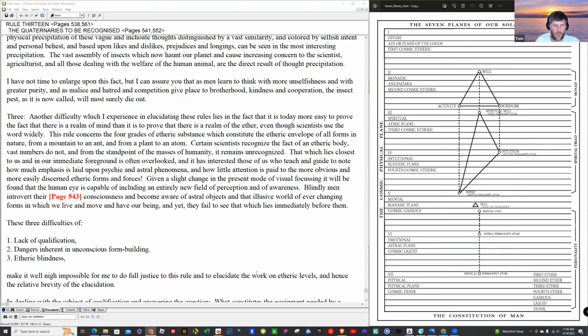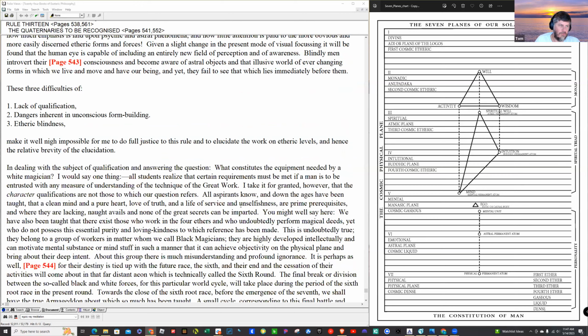Given a slight change in the present mode of visual focusing, it will be found that the human eye is capable of including an entirely new field of perception and of awareness. Blindly, men introvert their consciousness and become aware of astral objects and that elusive world of ever-changing forms in which we live and move and have our being, and yet they fail to see that which lies immediately before them.